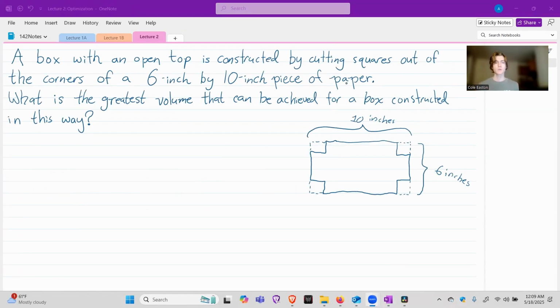Here's our next question. It says, a box with an open top is constructed by cutting squares out of the corners of a 6-inch by 10-inch piece of paper. What is the greatest volume that can be achieved for a box constructed in this way?